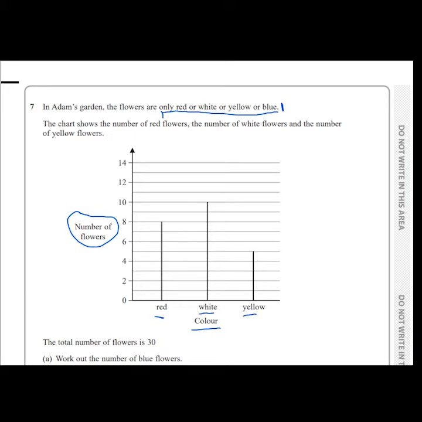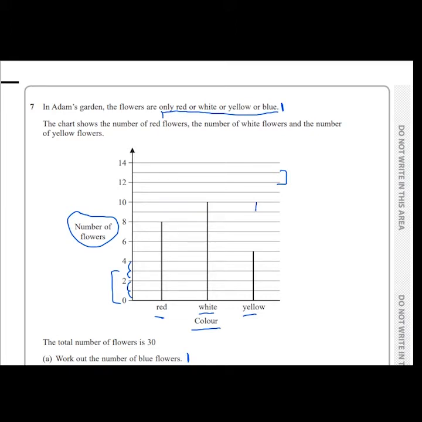So part A, the total number of flowers is 30. Work out the total number of blue flowers. So what we want to work out first is how many red, white and yellow flowers there are. So first we need to work out what each one of these line gaps is worth. If we look over here, we can see that going from 0 to 2 is 2 gaps, then from 2 to 4 is 2 gaps again. So each one of these lines is worth 1.